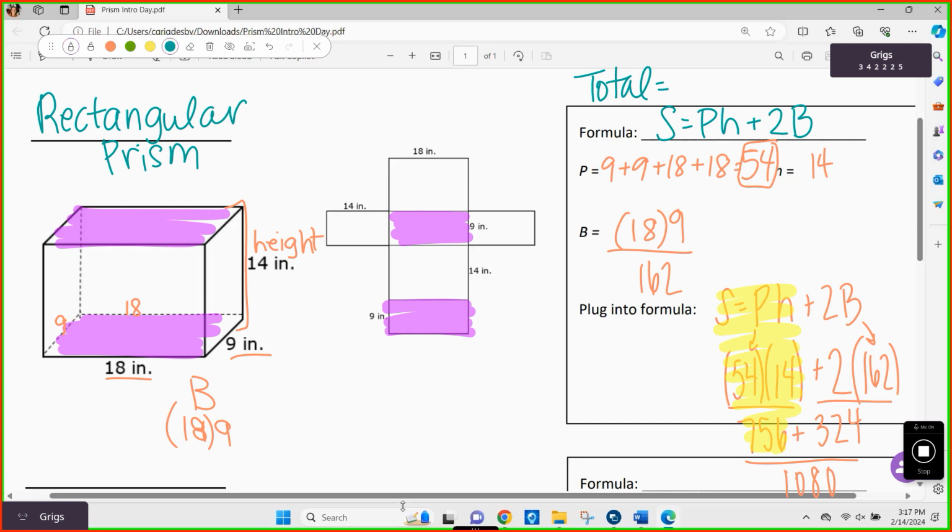So if I were to write this out to the side, the lateral surface area was what? 756 inches squared. So surface area will always be squared inches. And our total was what? 1,080 inches squared.